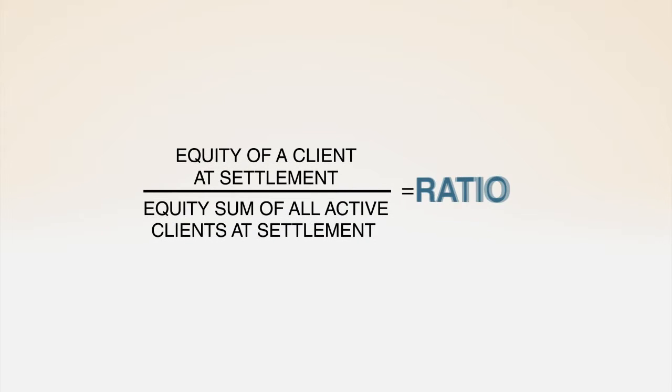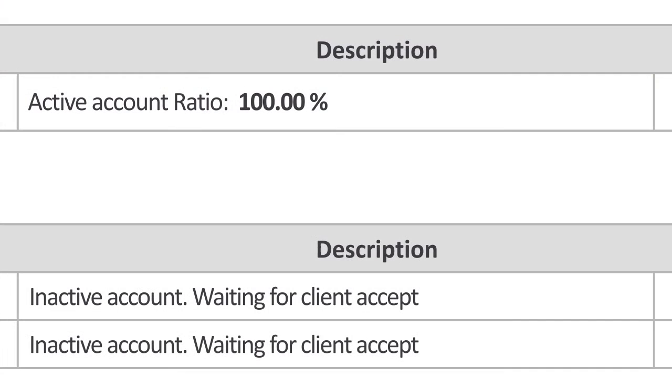The client's ratio is calculated as the equity of the client divided by the sum of the equity of all clients at settlement. In this case, the ratio is 100%, as there is only one single active client. The ratio is used to determine the allocation of positions, profits, and losses.